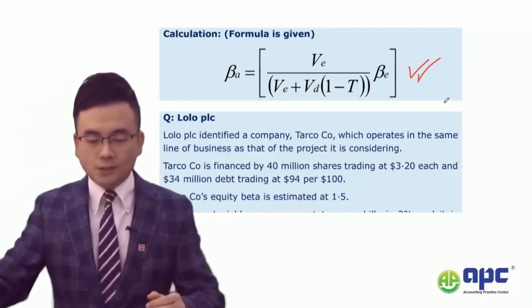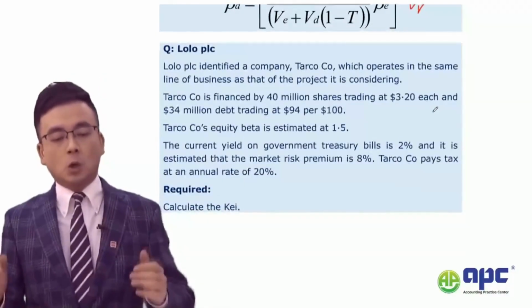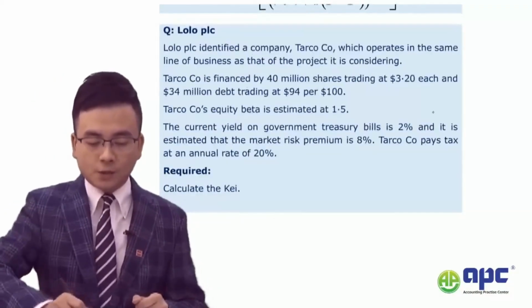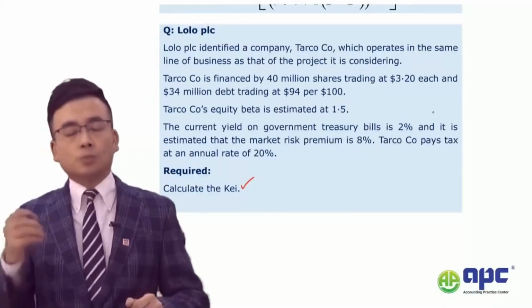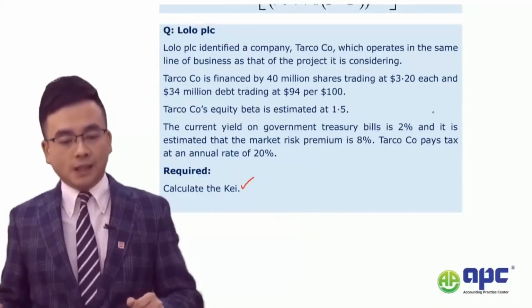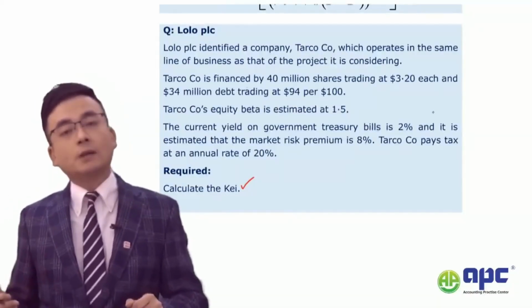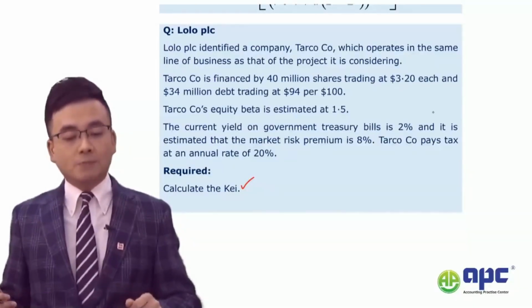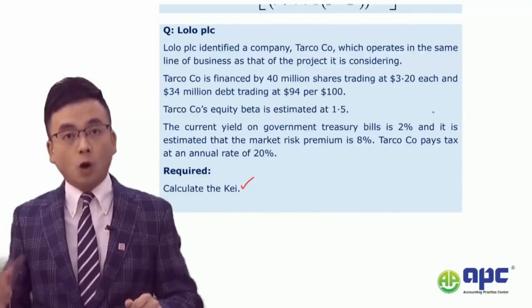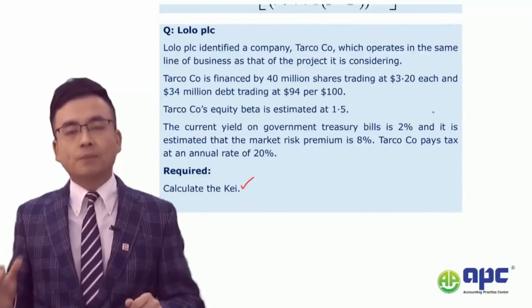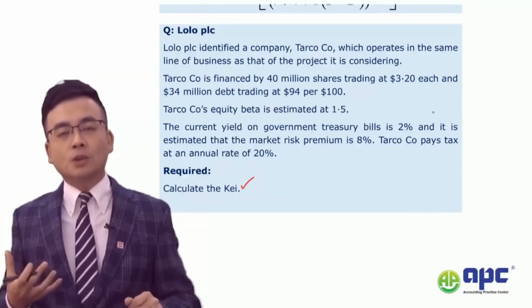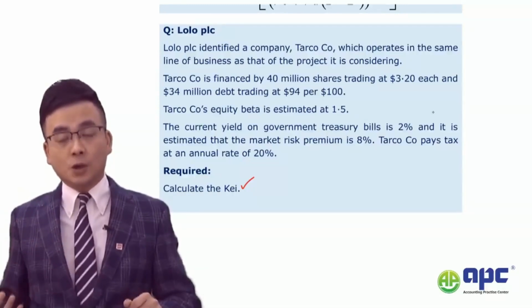Right, the best way is to have a go at an example here called Lolo PLC. We are required to calculate the cost of equity ungeared, which means we need to get rid of the debt. Now, Lolo PLC identified a company called Tarkle, which operates in the same line of business as the new project. Okay, now it seems that Lolo PLC wants to spend the money to do something new.